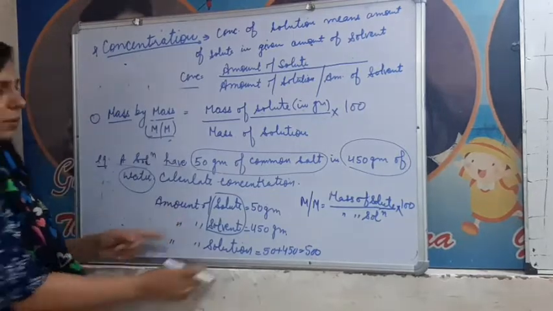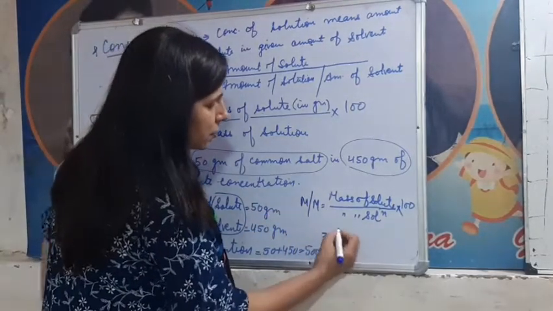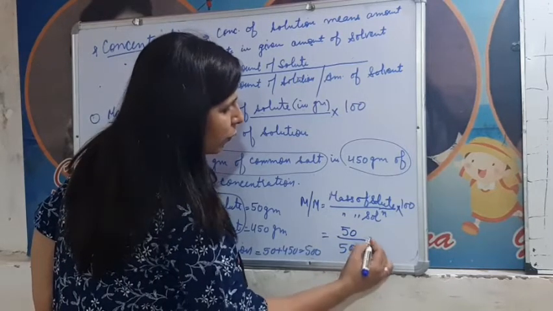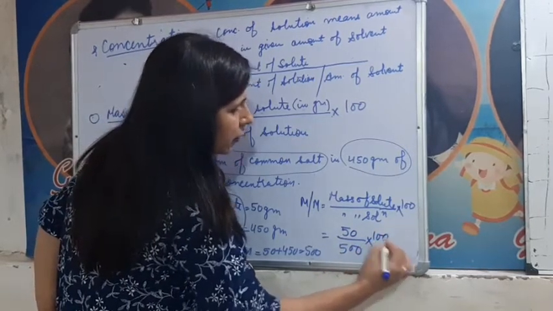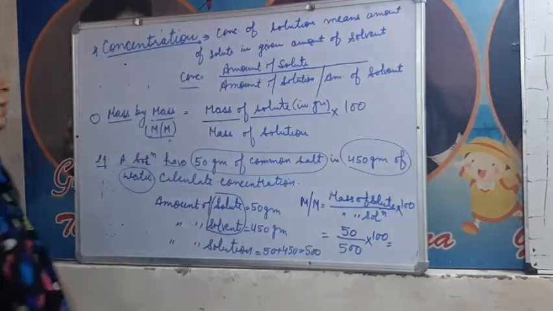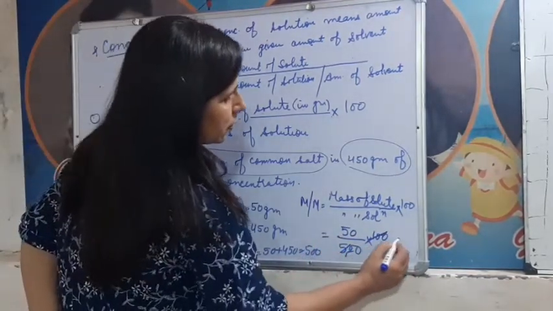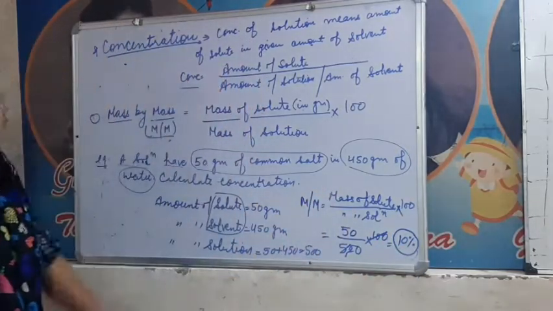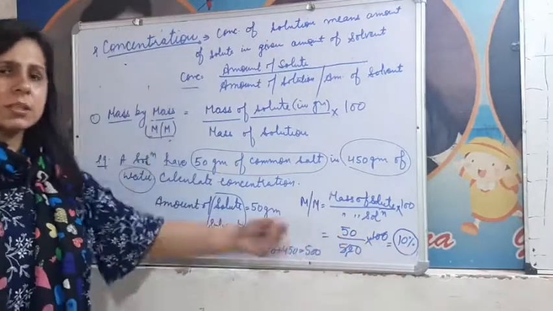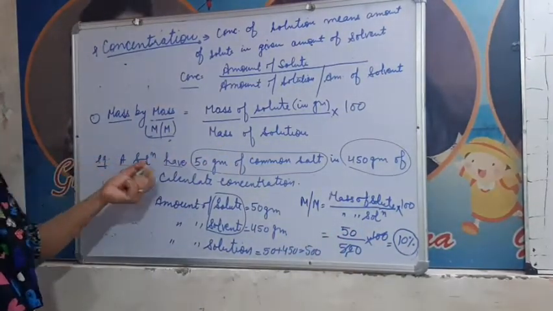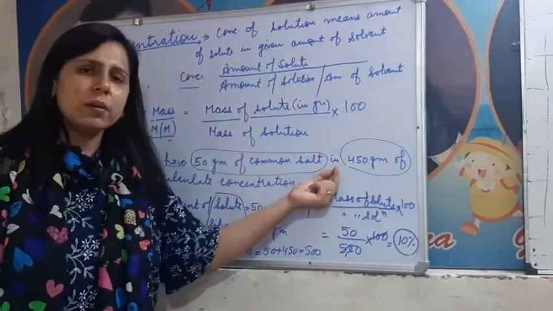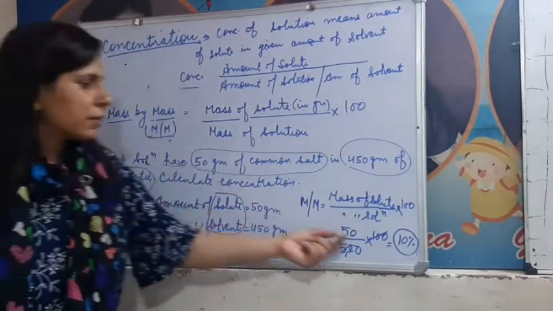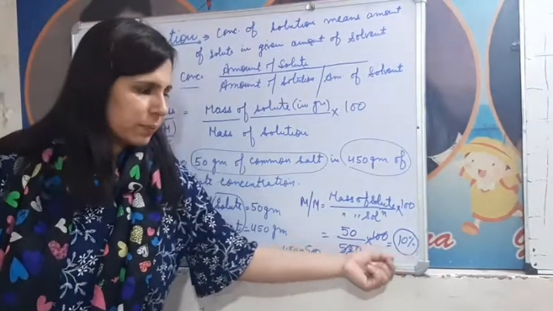Now put these three values in this formula, then you will get the answer. 50 divided by 500 multiplied by 100. What will you get? 10%. So 10% is a concentration to show the solution is containing 50 gram of common salt in 450 gram of water. This solution is 10% concentrated.